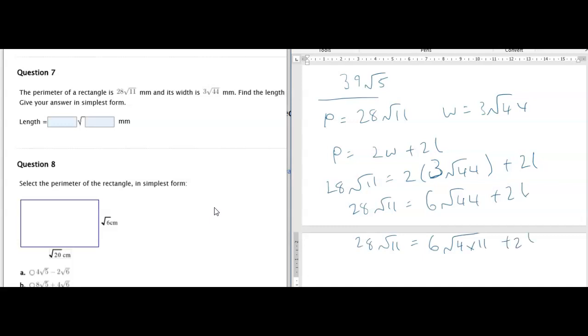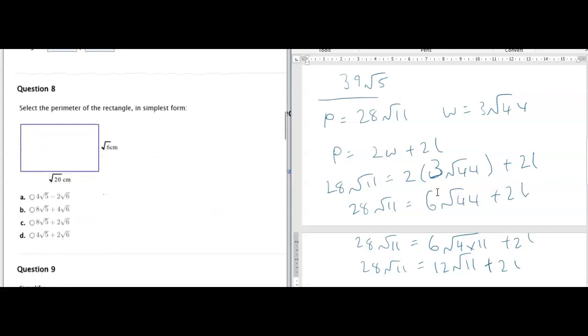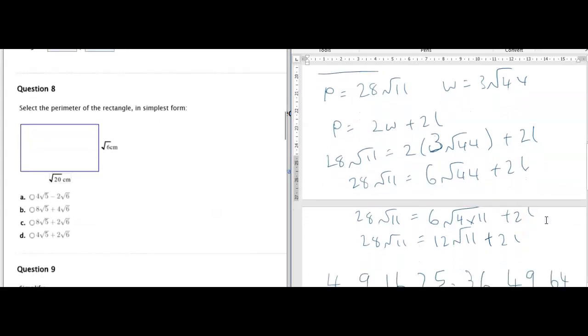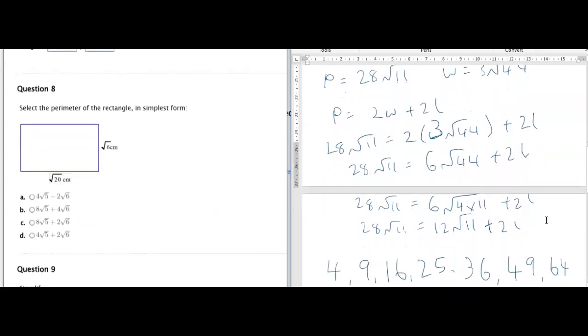And then we've got 28 root 11, which is nice because I can see I'm going to have a root 11 here. This is going to be square root of 4, which is 2. So that becomes 12. And then we've got 2L. And now I'm going to start running out of room. Actually, I might just rub that out.